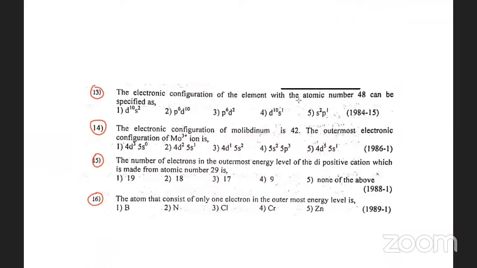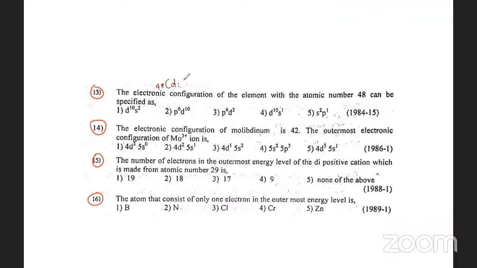The electronic configuration of the element with the atomic number 48 can be specified as: who is 48, people? Is it a special case? 48 is cadmium. Cadmium will be similar to zinc, no? Cadmium will be similar to zinc.